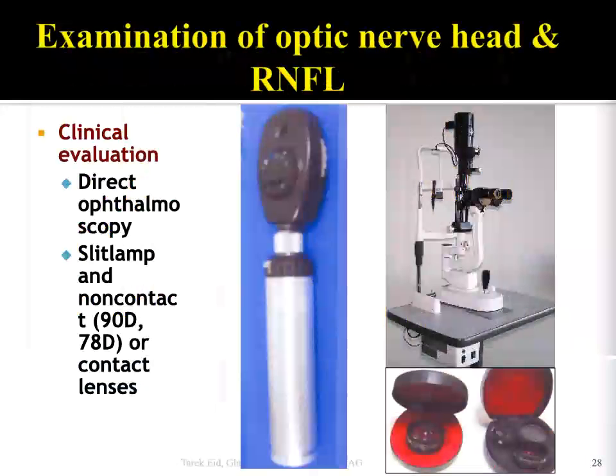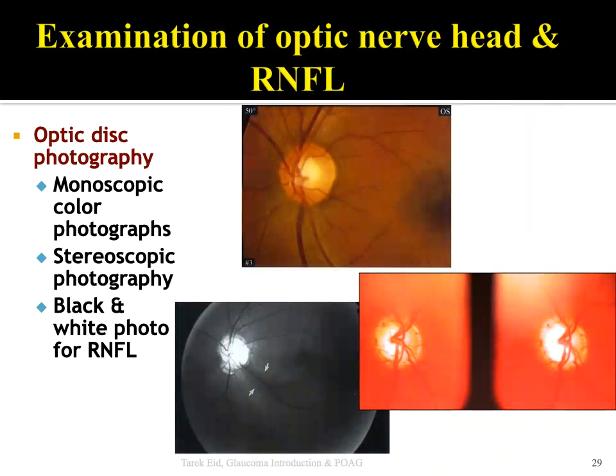How can we examine the optic nerve head and nerve fiber layer? First, clinically, either by the direct ophthalmoscope or by the slit lamp using non-contact lenses or contact lenses. So we can do what we call slit lamp biomicroscopy. What are we going to see? We will see first the optic disc.